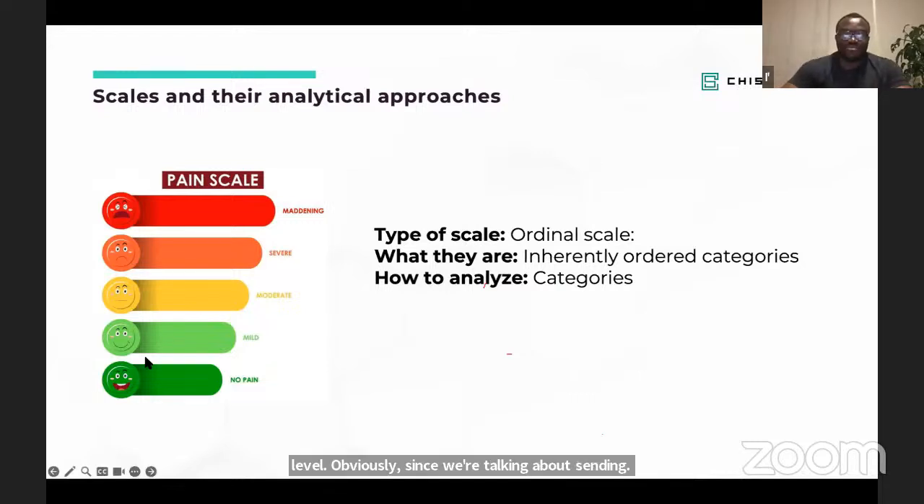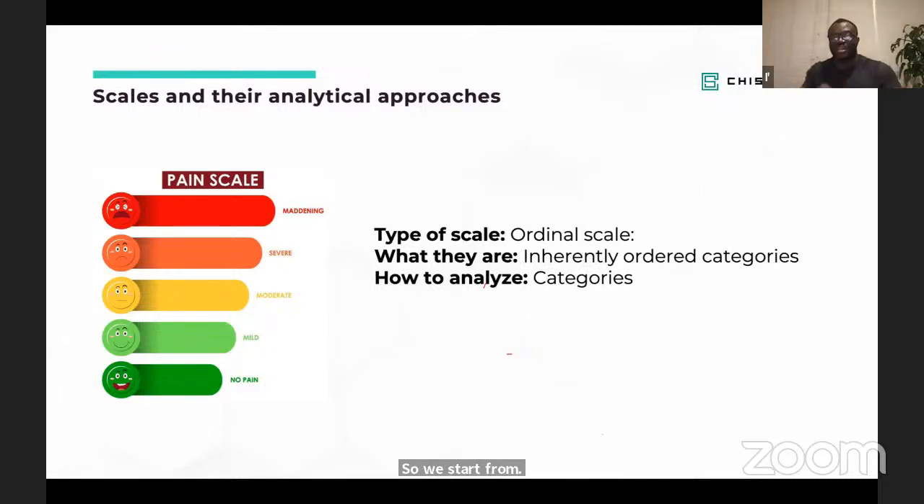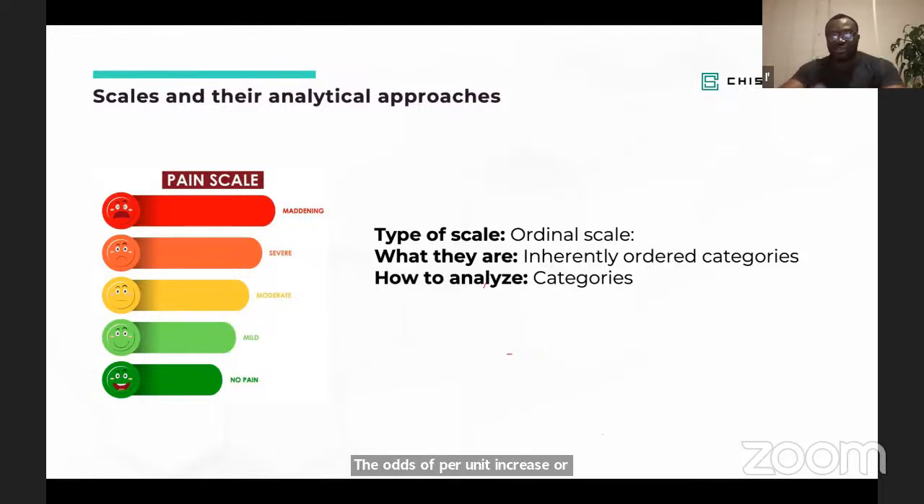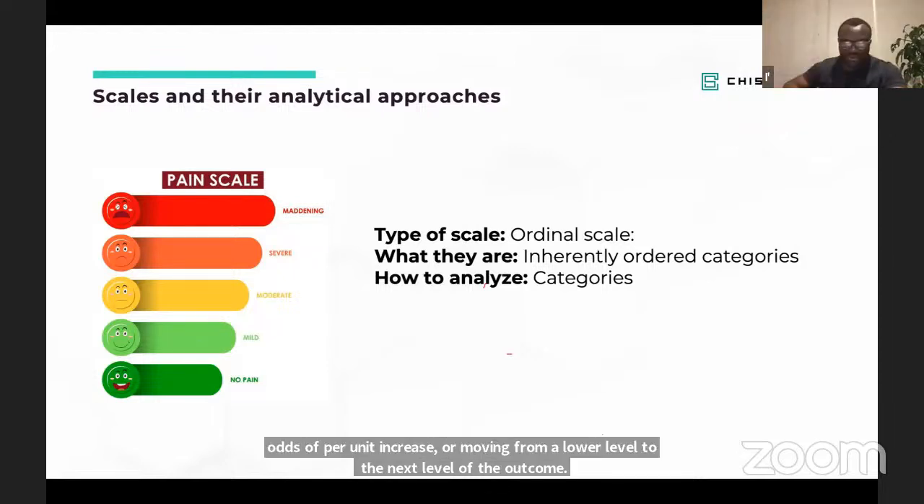So the odds of moving from no pain to mild, or mild to moderate, or moderate to severe, or severe to maddening, right? So we start from the lowest and we're climbing up the ladder, right? So the odds, you are going to interpret them as the odds of having a higher level of the outcome. Remember, you can almost relate it to the same context as interpreting results from the linear regression. We'll say the odds per unit increase, or moving from a lower level to the next level of the outcome. When we are descending, we are already at the top of the ladder and we're coming down the ladder, right?